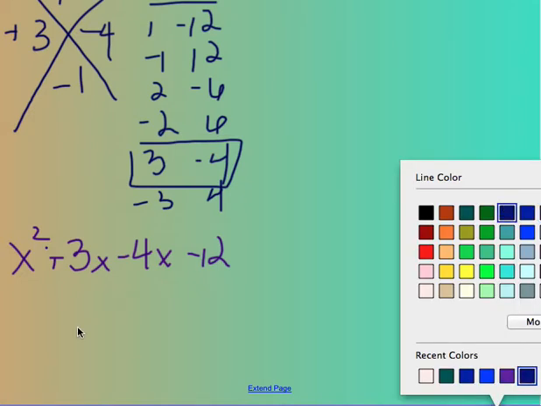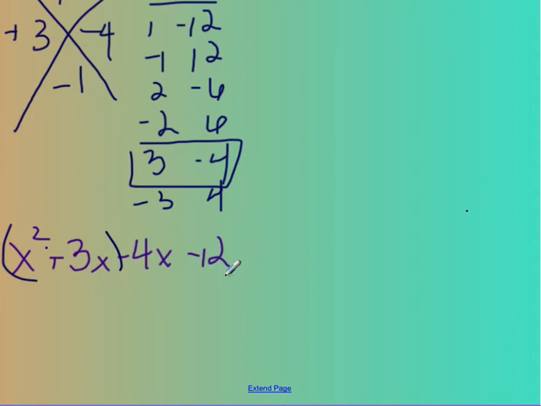Okay, so to factor by grouping, we have our groups here. Between x squared and 3x, we're left with an x. So then we're going to divide both terms by x. So x squared divided by x is just x, and then 3x divided by x just leaves us with 3.